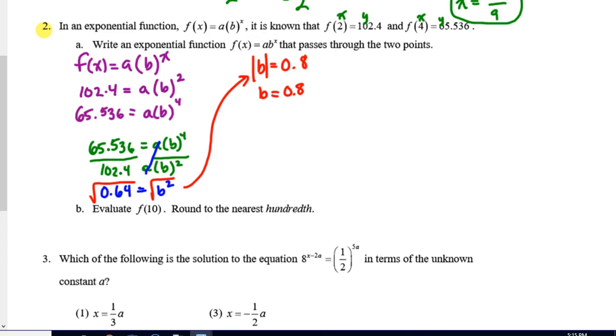We got that piece. Now we're going to find out what a is. You can use either one of these equations, whichever one looks easier to you. I kind of like the top one. I'd rather deal with a square than a fourth power. So I'm going to start to write it out. I don't know what a is, so I'll leave it as a. I do know what b is. Now just do the math and find out what a is.